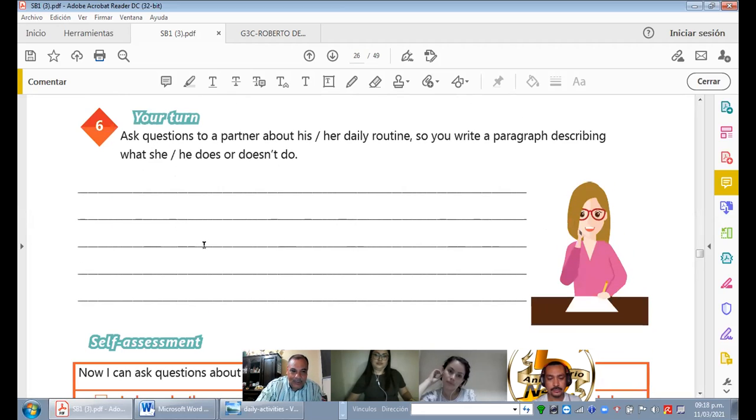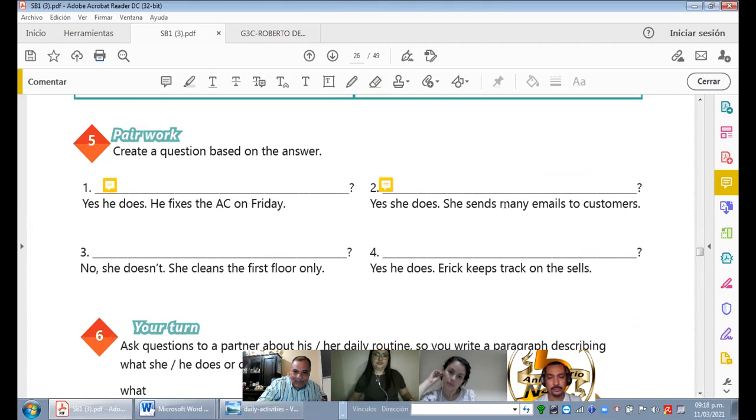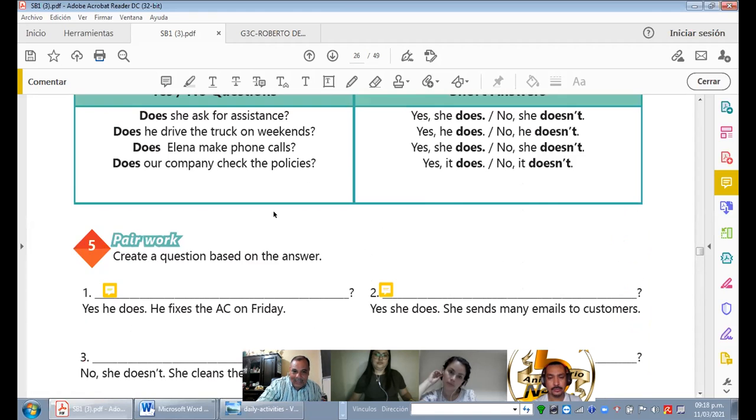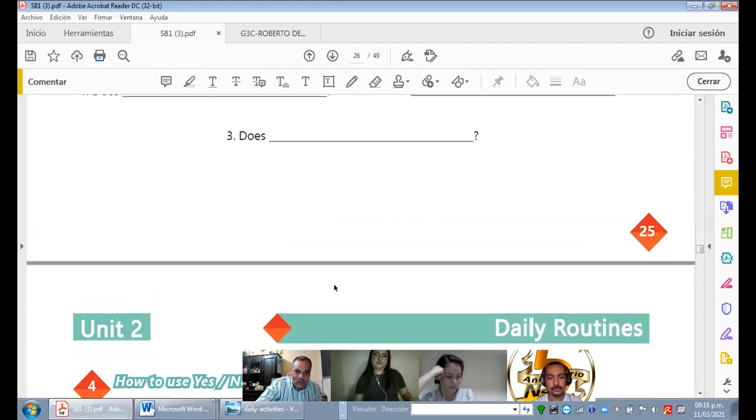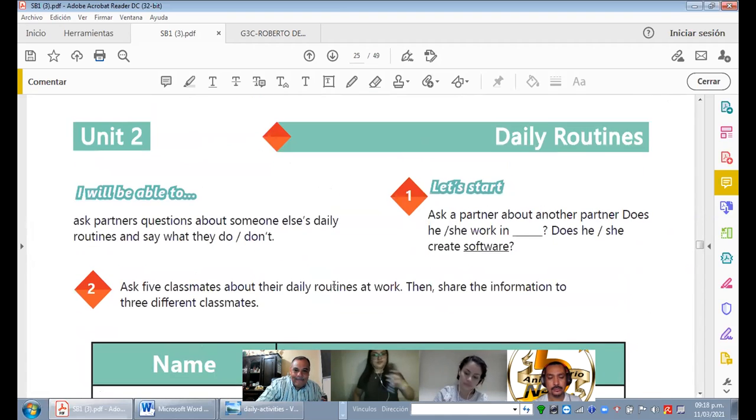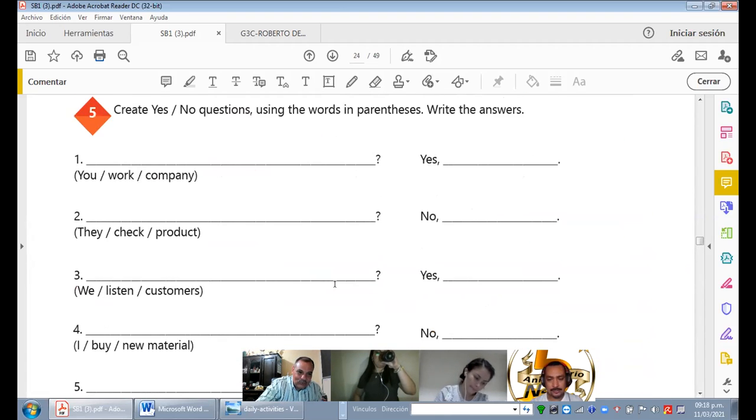Fíjense bien. Vamos a hacer por lo menos 1, 2, 3, 4, 5, 6 questions. Dice: ask questions to a partner about his or her daily routine. So you write a paragraph describing what he or she does or doesn't do. Ahora, no sé si usted quiere hacer este tipo de pregunta: Do you send emails? Do you check? Do you ask for assistance? Do you drive a truck? Do you make phone calls? You can ask these questions too.